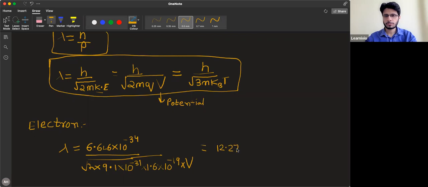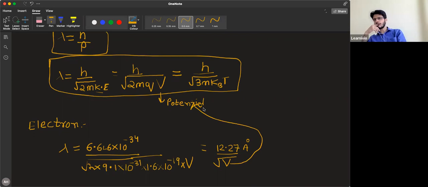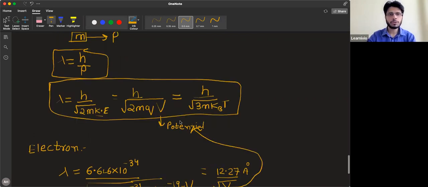So when you solve this, it comes out to be 12.27 by root V angstrom. So when you are calculating the de Broglie wavelength of an electron, you need just the potential. V is the potential. So if potential is given, you can calculate the de Broglie wavelength of the electron. Note it down, we'll do one question over it.